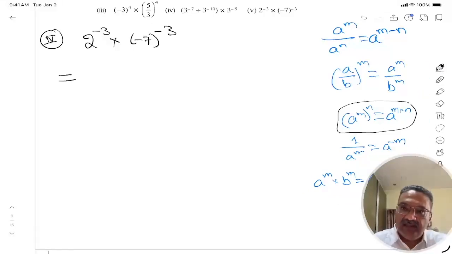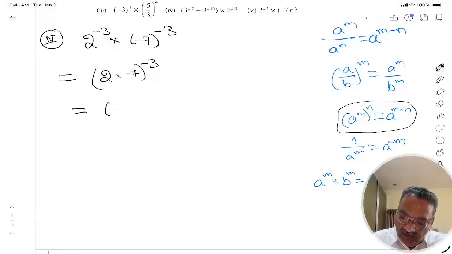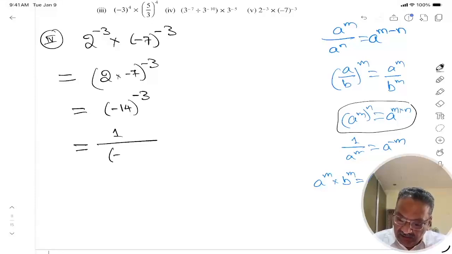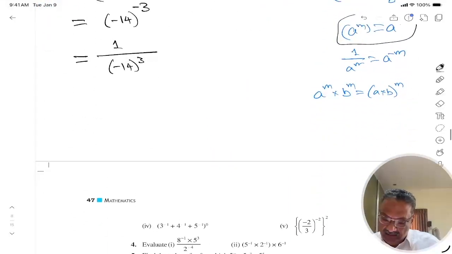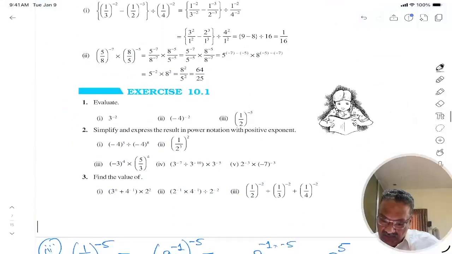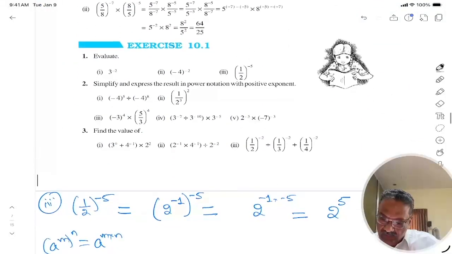If you apply this formula, it becomes (2 into minus 7) to the power of minus 3. This is equal to minus 14, plus into minus is minus, 7 twos are 14. Minus 14 to the power of minus 3. When the exponent is minus 3, it has to go down, so it becomes the denominator. So 1 by (minus 14) to the power of 3. This is the fifth one. Okay, so we have solved all this.